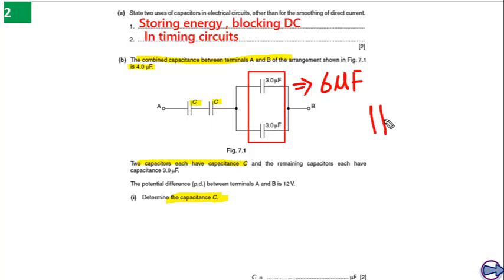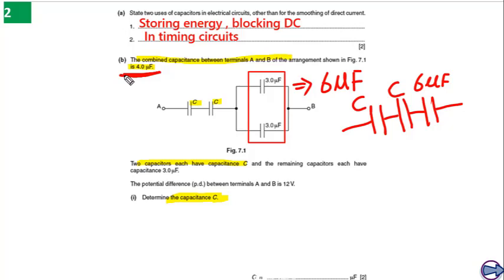Now we have three capacitors. Let me redraw this circuit. This capacitor has capacitance C, this has capacitance C, and this capacitor has capacitance equal to 6 microfarads. The total capacitance of this setup is also given, equal to 4 microfarads, and we need to find the capacitance C. So how can we find it? They are connected in series.